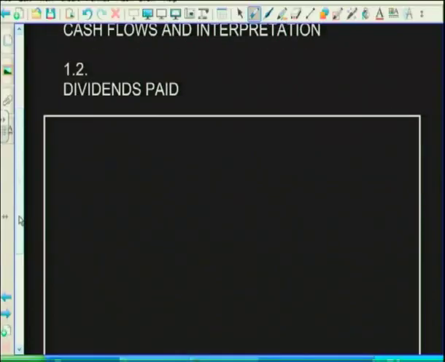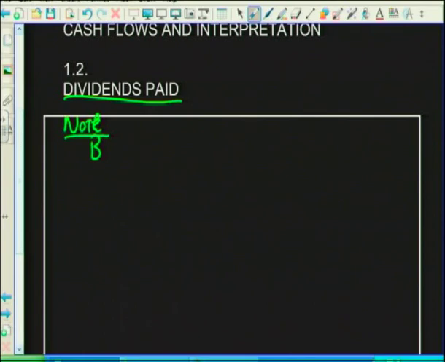Okay, my next question wants me to calculate dividends paid. Now remember, guys, dividends paid, whenever the question tells you calculate, they are giving you an option of either using the note or to use ledger account. So you decide. I'm going to use the note. So let's look at the note, and if necessary, I might use some ledger accounts as well.